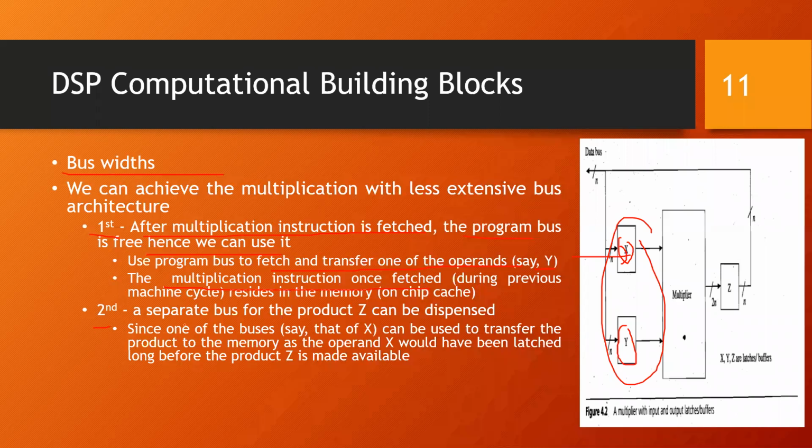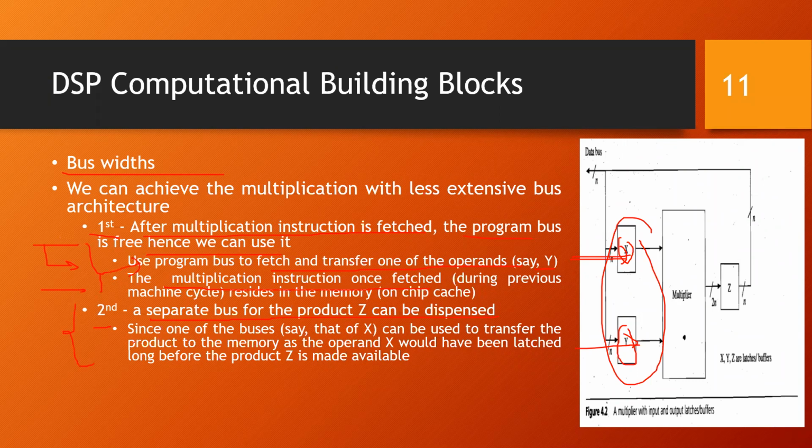Then second, you can provide a separate bus for Z. But again, this might increase the overall cost. So instead of putting in another bus, they try to utilize the already existing buses. So here, the program bus is utilized to access the data, and one data bus has already accessed the information. So this is what is done in this case.